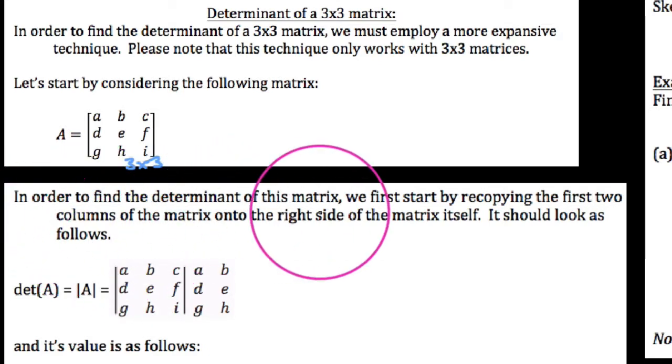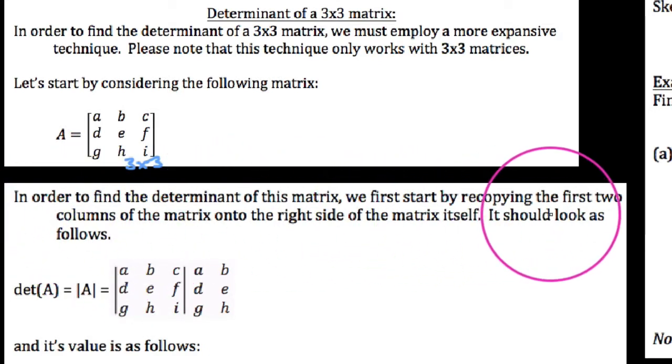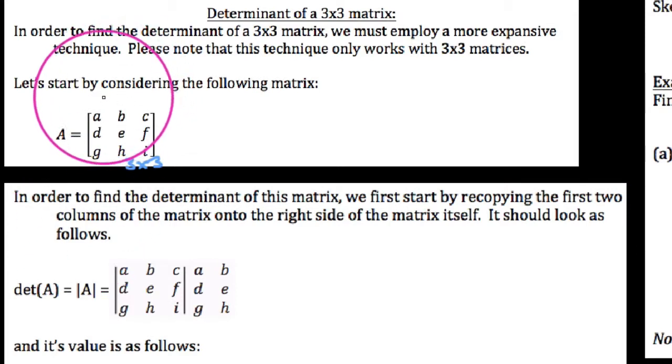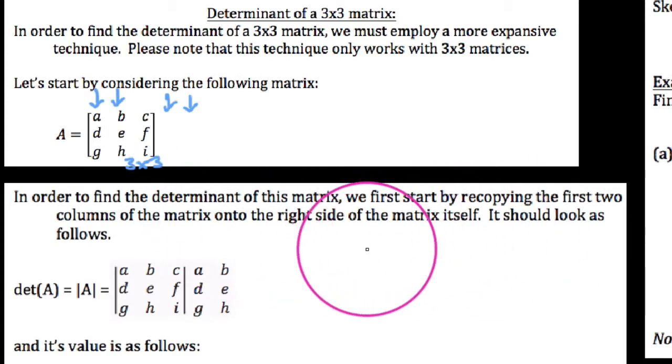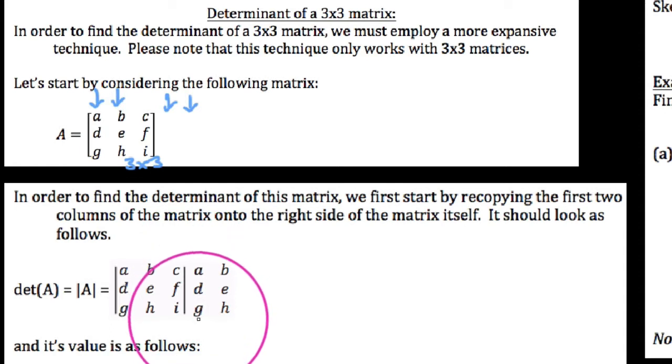In order to find the determinant of this matrix, we'll start by recopying the first two columns of this matrix. So this would be this column here. We're going to take them and recopy them on the outside of the matrix, on the right side of the matrix. So it looks like this. If we take this ADG, we're just going to copy it on the right side of the matrix here, ADG. We're going to copy BEH as well, which is the second column. And we see that we get this new matrix here.